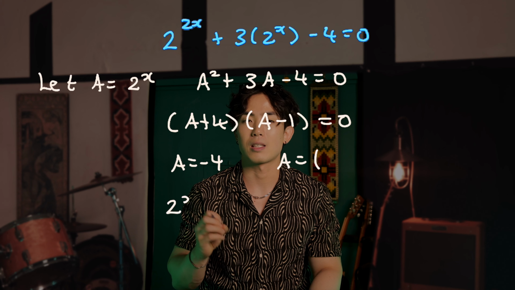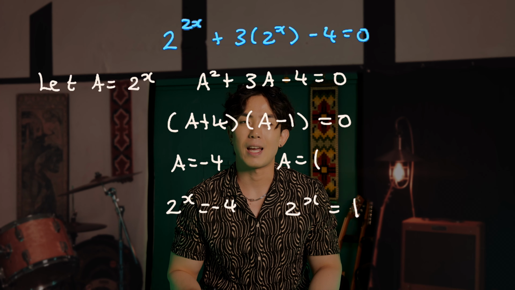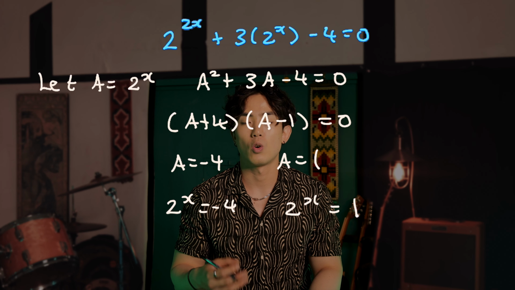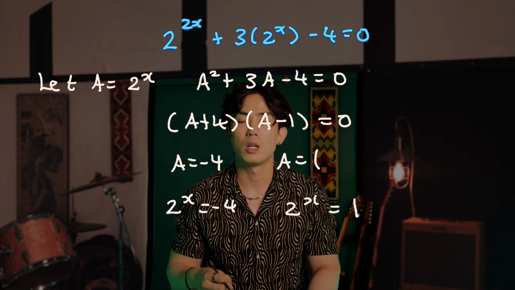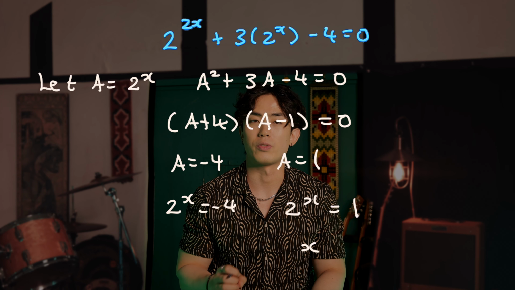So I can say 2 to the x is negative 4 and 2 to the x is 1. Writing that in log form will give me x is equal to log minus 4 to the base 2, or x is log 1 to the base 2, which means this first one will give me no solution and the second one will give me a solution of 0.